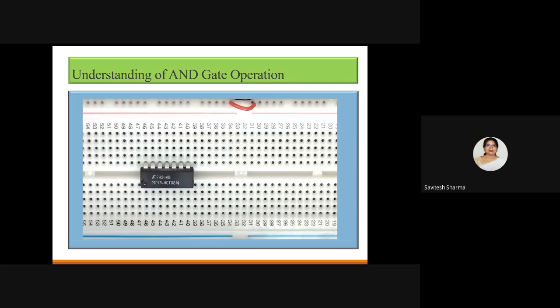And in this side, some holes are there. So you see that these holes are horizontally connected. These holes are horizontally interconnected. So these 5 holes are internally connected. These 5 holes are internally connected.